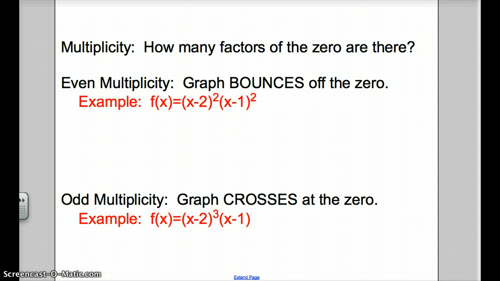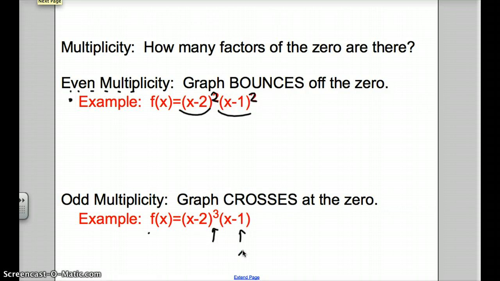So here's a key factor here, the multiplicity. Here's what multiplicity means. It's basically asking how many factors of the zero are there. If you take a look at the two examples here, the first example has even multiplicity for all of its zeros, because this factor, x minus 2, occurs 2 times. And so does this factor. Now when we look down here, we see the factors occurring an odd number of times, 3 times or 1 time.